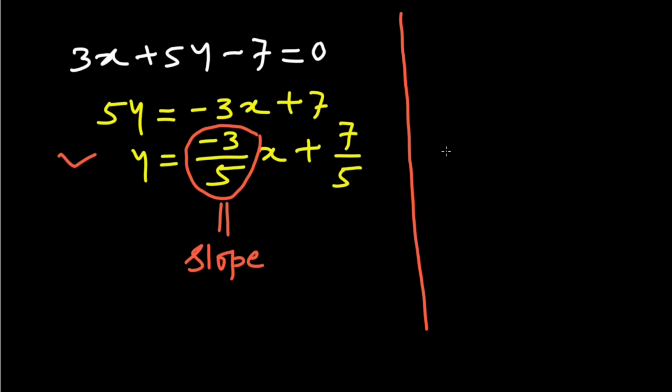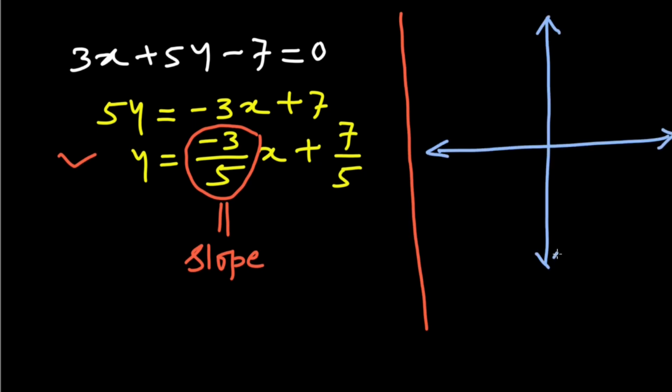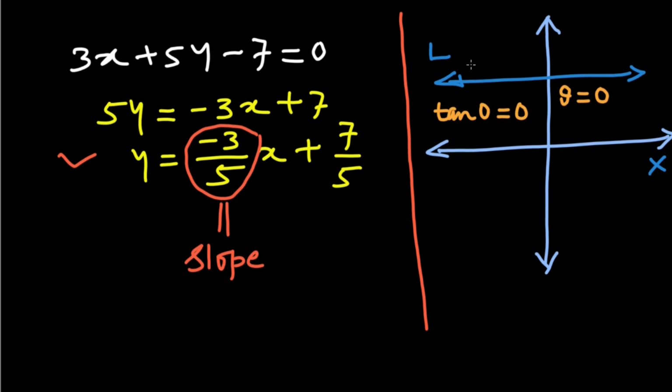What will be the slope of a line parallel to the coordinate axis? This line L is parallel to x-axis. Its inclination theta will be 0, and we know that tan 0 is 0. So therefore slope of this line will be 0. So slope of a horizontal line is always 0.